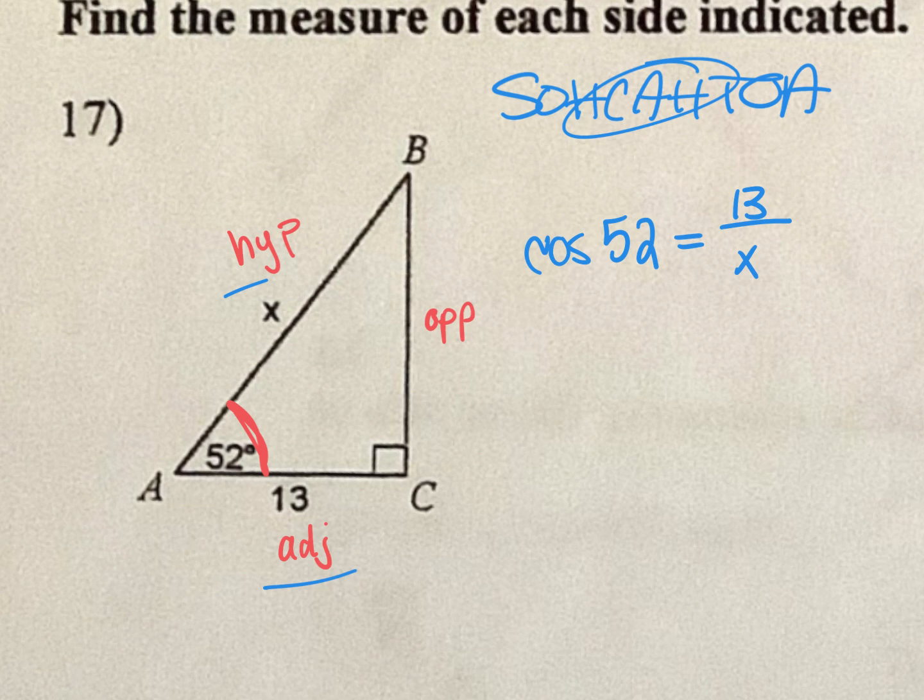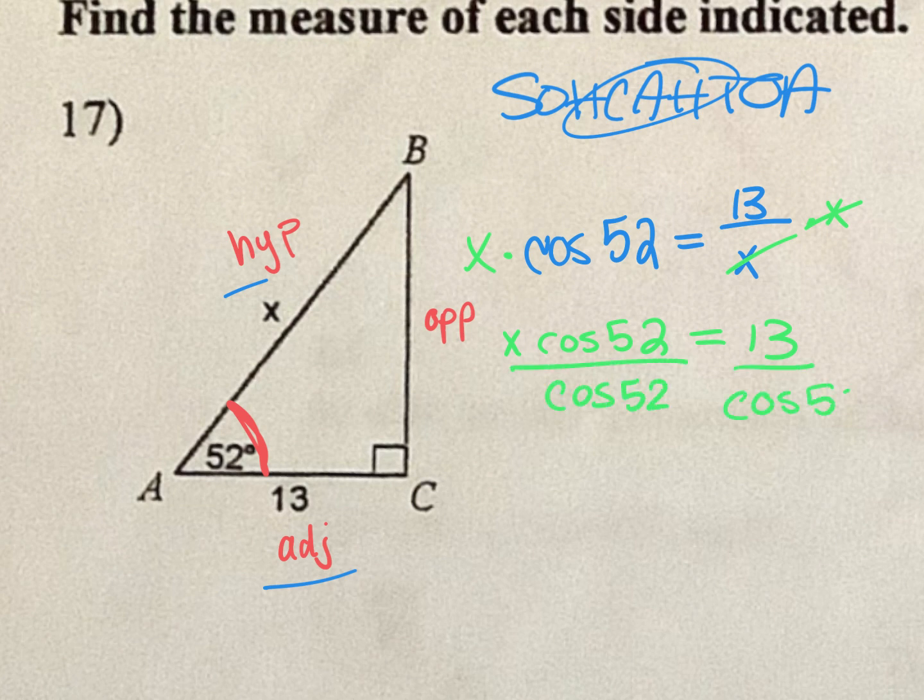So now you just have to solve that equation for x, so multiply both sides by x to get it out of the denominator of your fraction. Then you have x cosine 52 equals 13. Divide by your cosine 52. And then you're just going to plug that into your calculator to get your value for x.